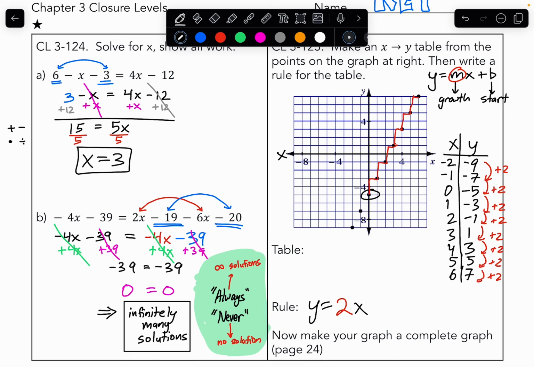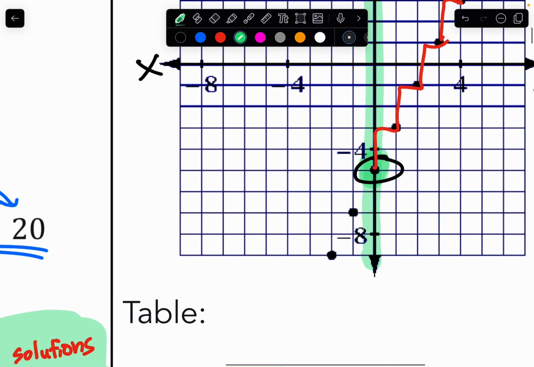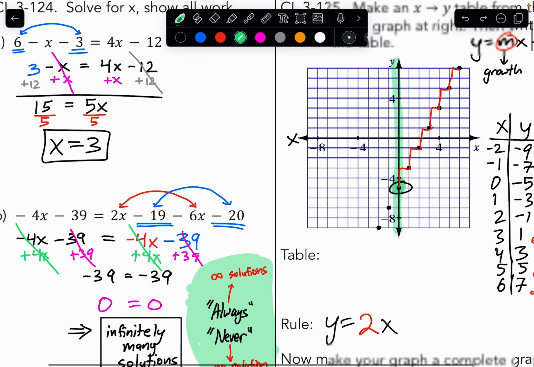Now the start is wherever your 0 is. The y-axis tells you where your graph starts. It doesn't start left of the graph. It starts right on this y-axis here. Let me see if I can label it. Right there. Wherever it crosses that y-axis is going to be the start. So if you look at the graph, you'll notice that it's 0, -5.